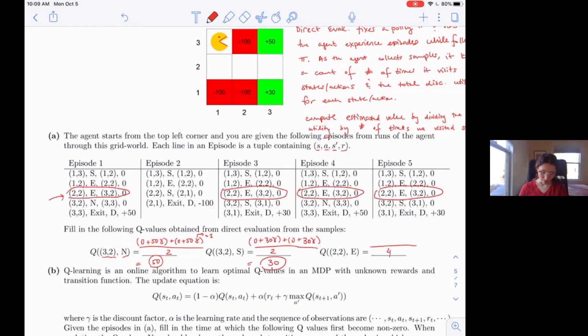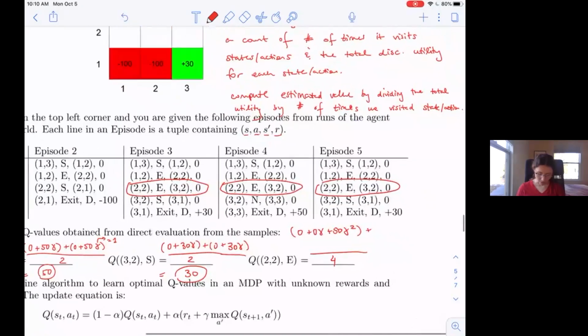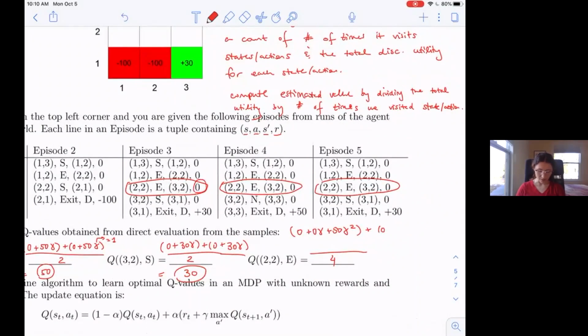So here, our immediate reward is 0. Then we're going to take another step and get another 0 reward discounted by gamma. Then we're going to take one more step in our policy, and we're going to get 50 times gamma squared. That's what we get as the total utility in episode 1 when we start from 2-2. What about in episode 3? So in episode 3, we have 0 as our current reward. Then we take a step, we get 0 times gamma, and then we take another step and we get 30 times gamma squared.